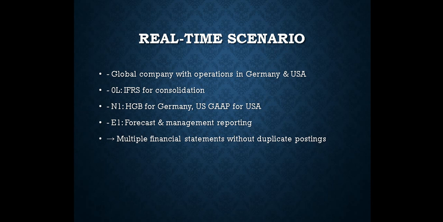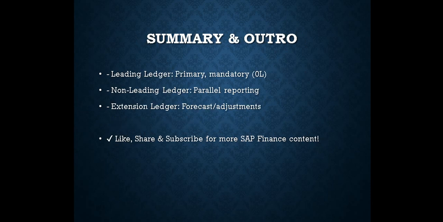Okay, got it. Multiple financial statements without duplicate postings. So, in summary: the leading ledger is the primary, mandatory ledger. The non-leading ledger is for parallel reporting, and the extension ledger is for forecast adjustments. So that is all for today.